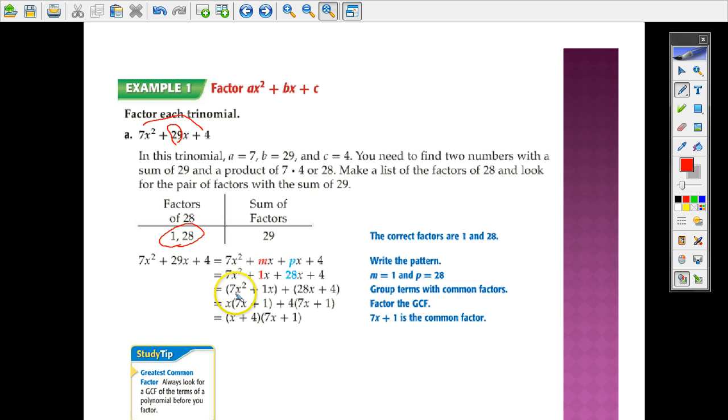So now it becomes 7x squared plus 1x plus 28x plus 4. They have x in common, and they have 4 in common. So that factors out. Now you can factor out the 7x plus 1, which they have in common. Comes here, and what's left is x plus 4. And now you have your completely factored form. All right, here's a study tip. Greatest common factor. Always look for a greatest common factor of the terms of a polynomial before you factor. So look for what they have in common.